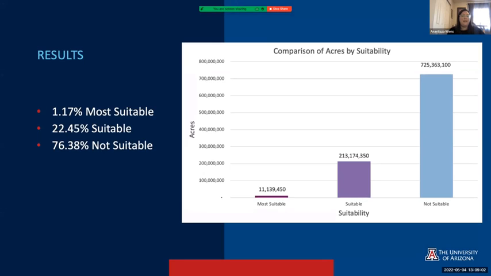All right, in terms of acreage, about 1.17% of the area was deemed most suitable. This was over 11 million acres. Suitable areas were about 22%, and this was over 213 million acres. And then most of the area, 76.38%, was not suitable. So that was over 725 million acres.